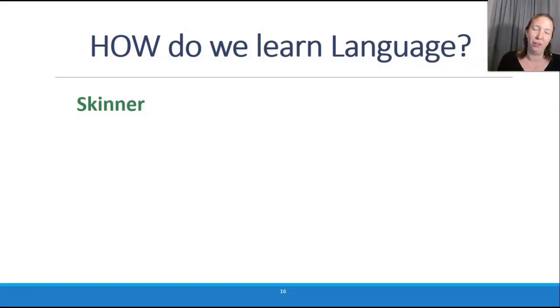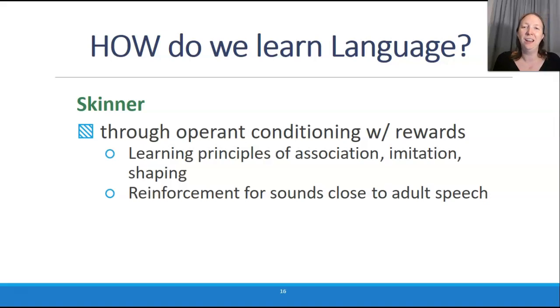Well, just like a lot of other things in this unit, of course, it varies by the psychologist and their theories. So Skinner said we learn languages through operant conditioning with rewards. The learning principles of association, imitation, and shaping all come into play. Like, we learn the word for dolly because enough people will say dolly while holding up a doll and shaking it or playing with it in front of the child. And so they associate the word dolly with the object.